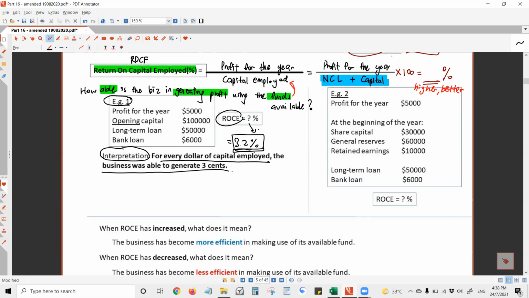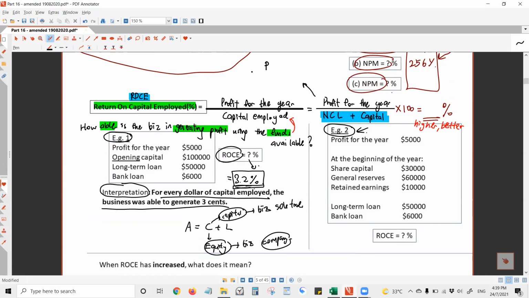So I call this ROCE, for the sake of saving time in pronouncing it. Now you look at the right, there's an example too. If you still remember, according to the accounting equation, this C is also known as E. E stands for equity, C stands for capital. You use the word capital when you are doing the accounting for a sole trader business. You use the word equity when you are doing the accounting for a company. So example two is a company's scenario. That means this equation can also be stated as profit for the year over NCL plus equity, times 100, because capital is the same as equity. Then you can find the same measurement, return on capital employed.